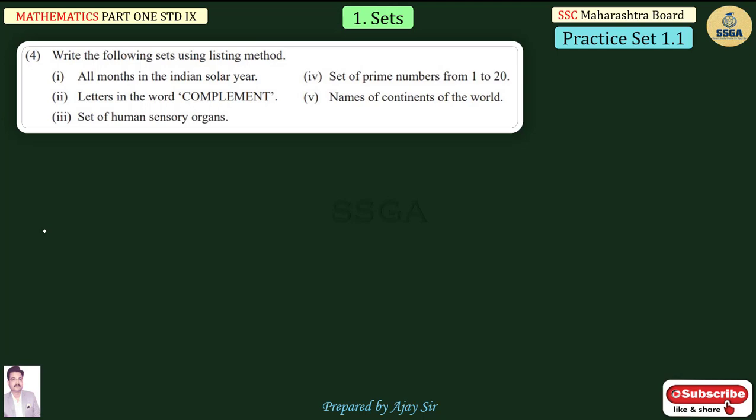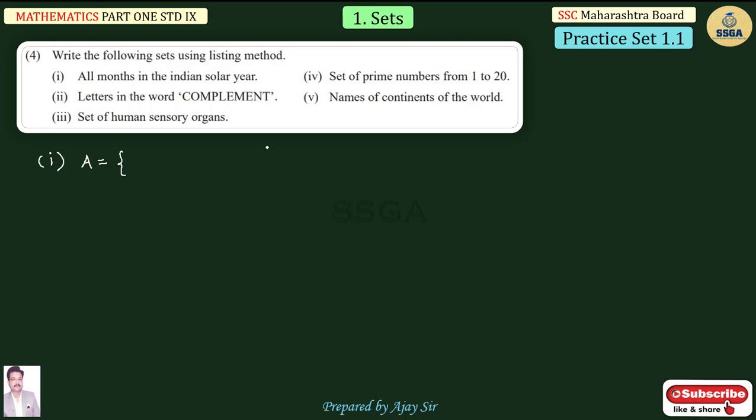So first question: all months in the solar year. So let us write all months in the solar year. Let us consider any alphabet A, B, C, D. Let us consider A is a set in curly brackets: all months in the Indian solar year. So months starting from Chaitra, Vaishak, Jyesht, Ashad, Shravan, Bhadrapad, Ashwin, Kartik, Margashish, Paush, Magh and Phalgun.